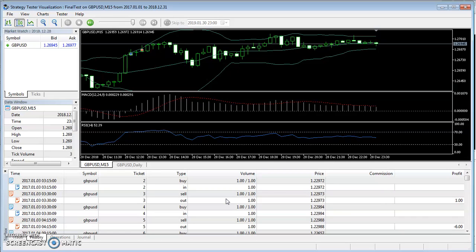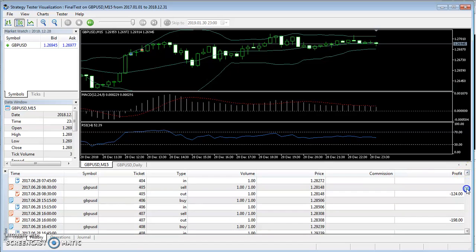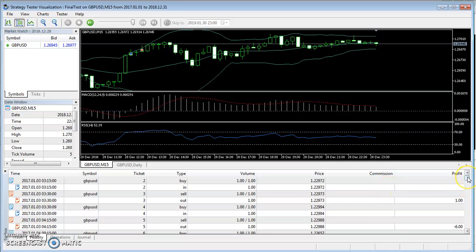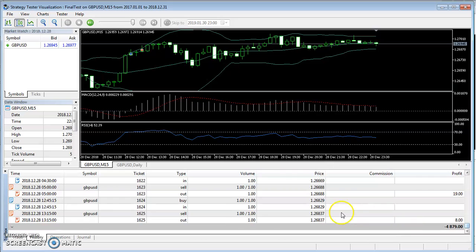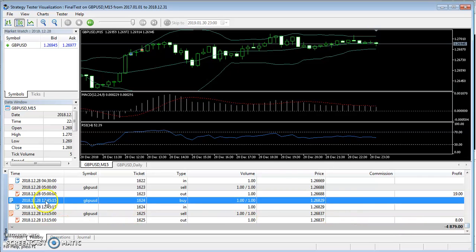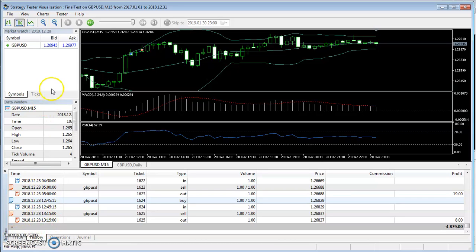So I went ahead and skipped through the entire testing of this because it takes a while for it to finish. Here we have the beginning, when it opened the first trade, which is January 3rd, 2017, and down all the way to the last trade, which opened on December 28th, 2018, and we ended with this net profit here. And as you can see here, the final test, the name of our expert advisor that we used, the currency pair, the time frame, and the dates that we set for our backtesting.